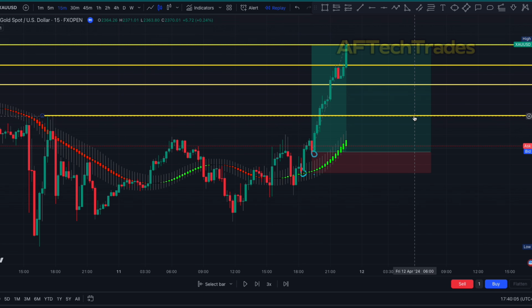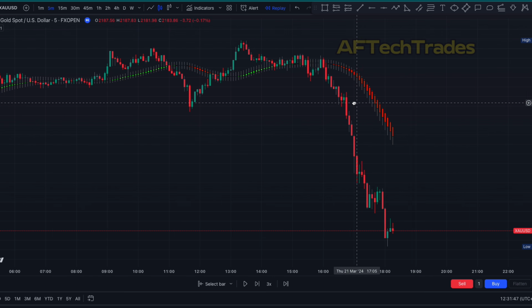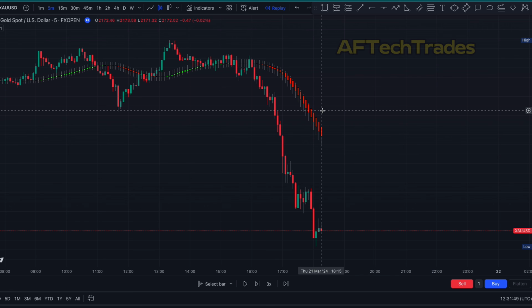So now let's look for a sell entry position. Let me show you how it works on the sell side, both on the 5-minute and on the 15-minute time frame. Let's go there. Okay, now on the sell part, let's assume we miss this particular run.